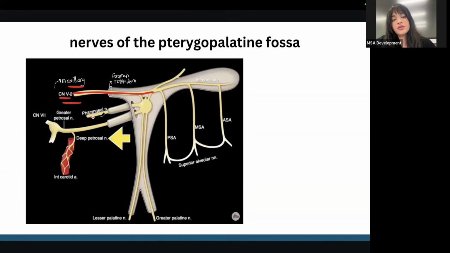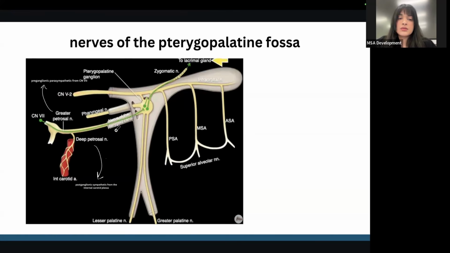On the other hand, you have the pharyngeal nerve going in, and then you have the greater petrosal nerve, which is coming from cranial nerve number 7, the facial nerve. Okay, it's also going in. It's joined by the deep petrosal nerve from the internal carotid artery. Now these are also all going inside as well. Moving on, the nerve of the pterygoid canal.